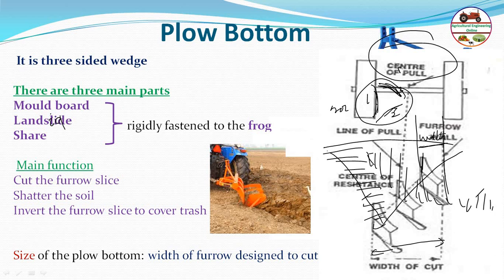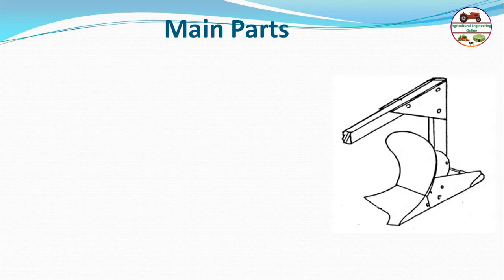So 3 into the width of 1 is the width of cut for the plough. Basically it is specified as 2 into 40, or 3 into 35, or 3 into 40, 41, 45, something like that. So 41 or 30 or 35 is the width of cut for each individual bottom, and 3 is the number of bottoms. Next we come to the main parts.